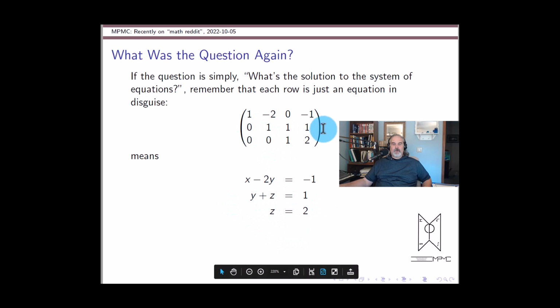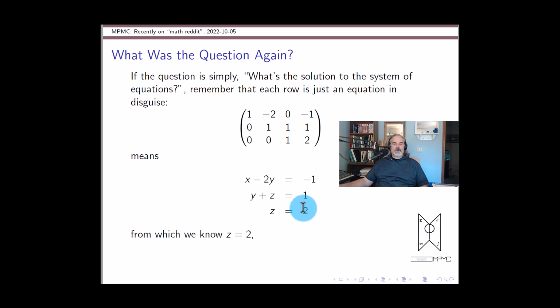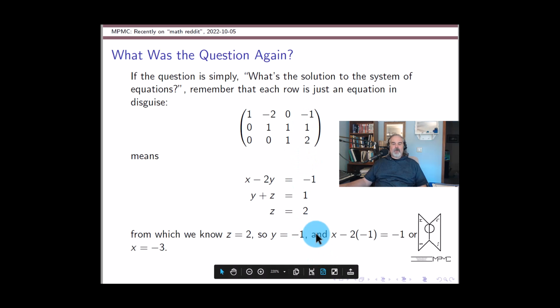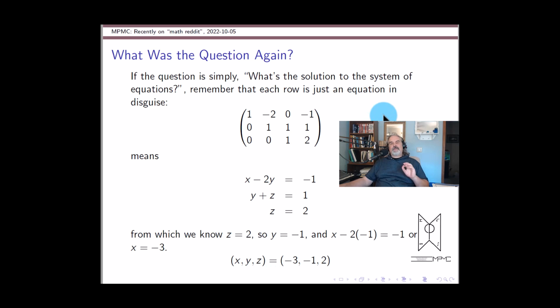The second equation is y plus z equals 1. And now if we know that z is 2, now we can do a real quick calculation to figure out y. And then this top equation, if we know the value of y, we can quickly gather the value of x. And so the bottom row tells us z equals 2 explicitly. Climb up to the second row, we can dig out y as -1. Climb up to the top row, then we can dig out x as -3. So now we know the solution to this system is -3, -1, and 2 for x, y, and z. If the question was just get the solution, there we go, we're done.